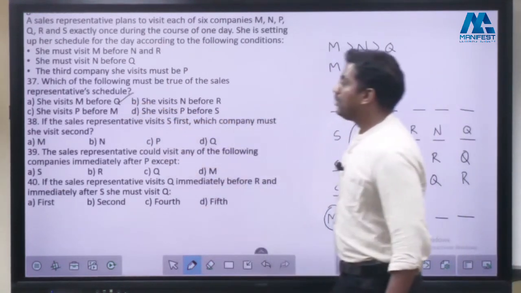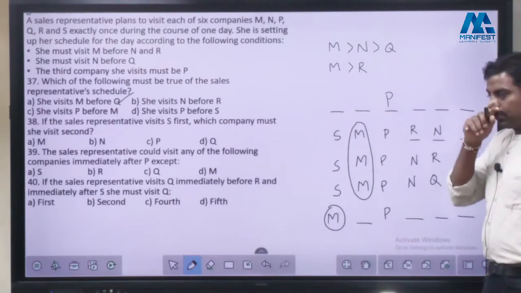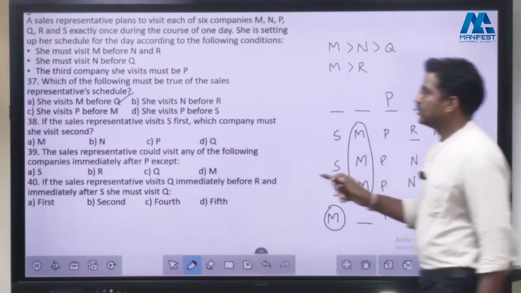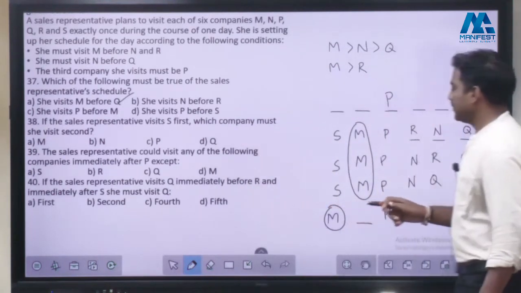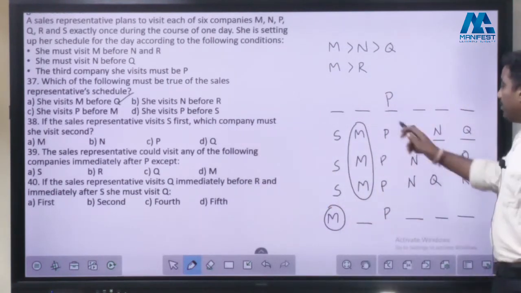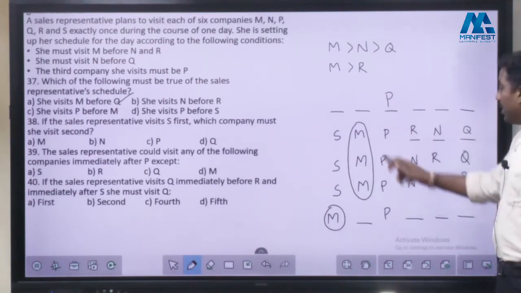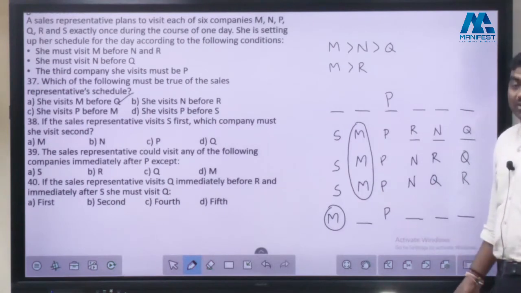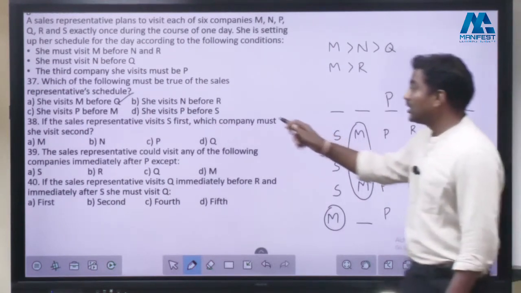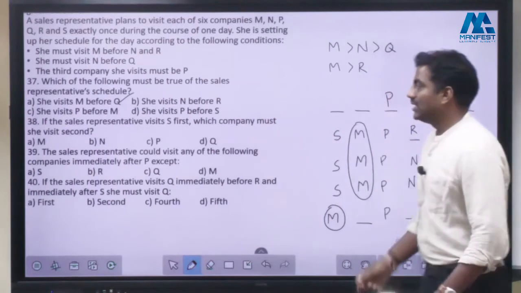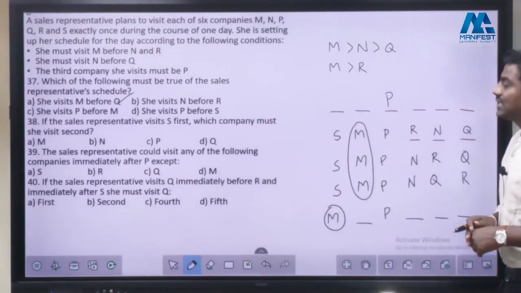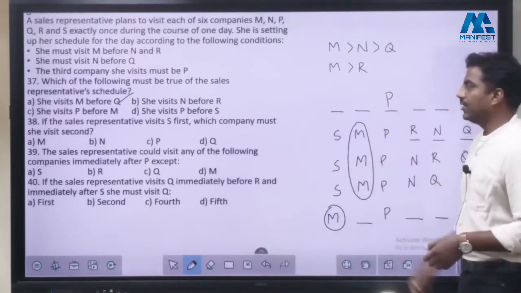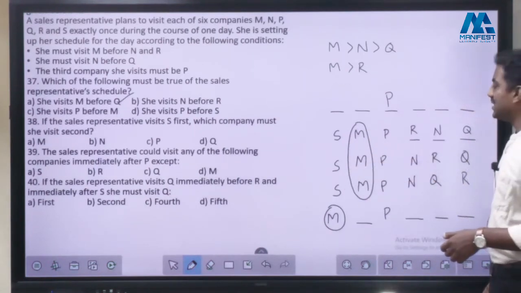She visits P before M. No. P after M. Anyways, P after M. She visits P before S. No. In this case, P is after S. But in this case, S can be after P. So it is not true in all the cases. So first one is right. If the sales representative visits S first, then which company must she visit second?